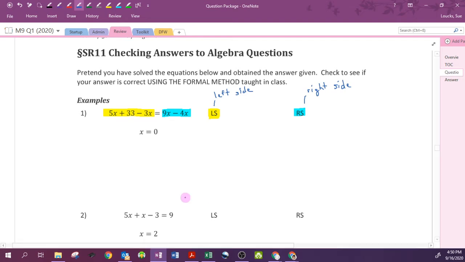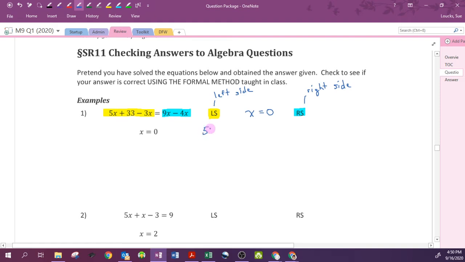So the first thing I do is between my LS and my RS, I write that I think x equals 0. That's like my hypothesis. That's what I'm testing, okay? And then the key thing here is to do the left side and the right side separate from each other, okay? So I'm going to do the left side.